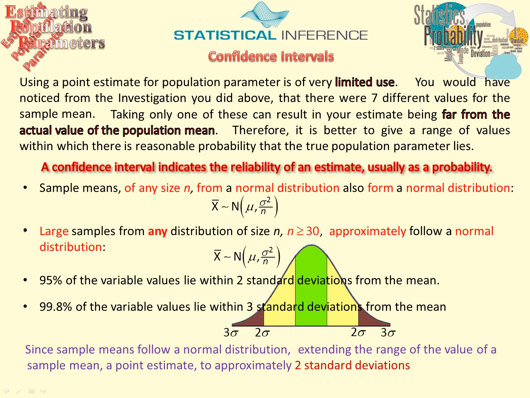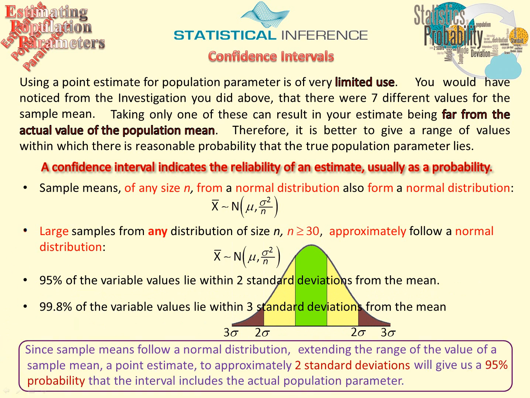So extending the value of the sample mean to approximately 2 standard deviations will give us a 95% probability that the interval includes the actual population parameter. And why? Because the 95%, 2 gives us approximately 47.5.